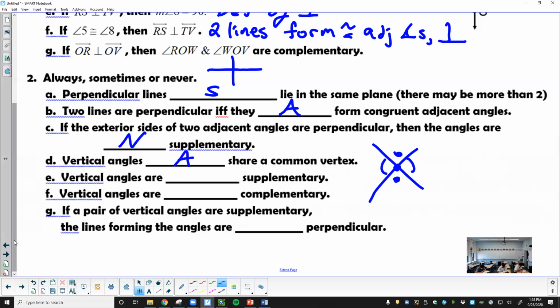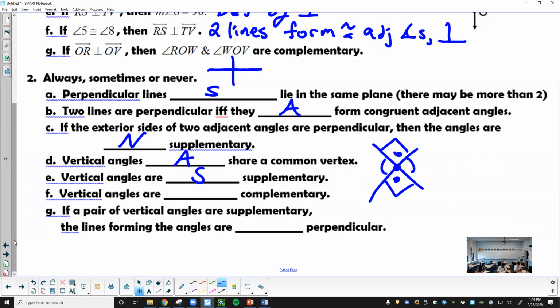Vertical angles are sometimes, always, never supplementary. Could they be equal to 90? Never. Careful. Could they be equal to 90? Sometimes. Yes or no? What do we think? No. Well, yeah, they could, right? That's possible, yeah. If they were perpendicular to each other. Is it always that way? No. So then we've got sometimes.